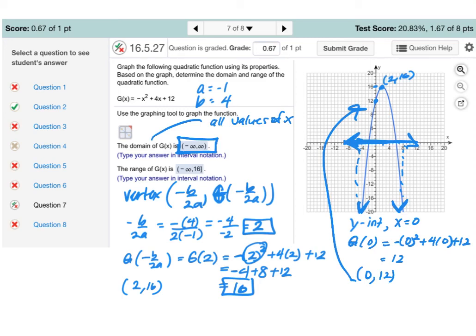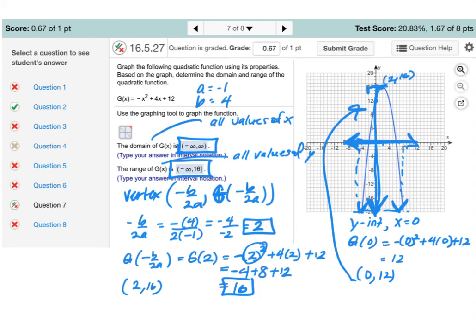Okay, the range represents all values of y, so all possible values of y of the function. So we'll start from the bottom of the graph here. Notice we have arrows, so it goes from negative infinity up to the highest point of the graph, which is at the vertex. And so from negative infinity up to a positive 16. Okay, and so that's where we get the vertex there.